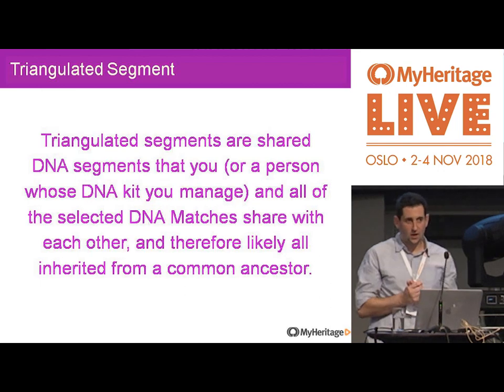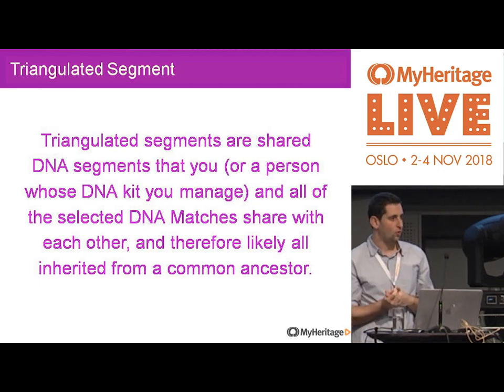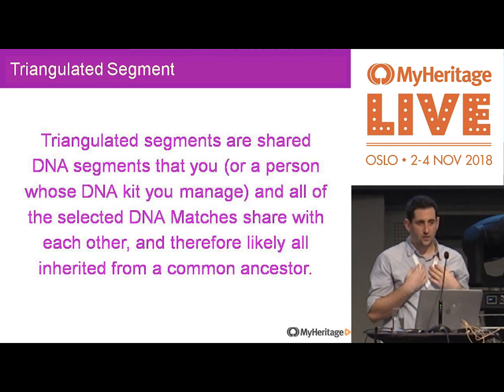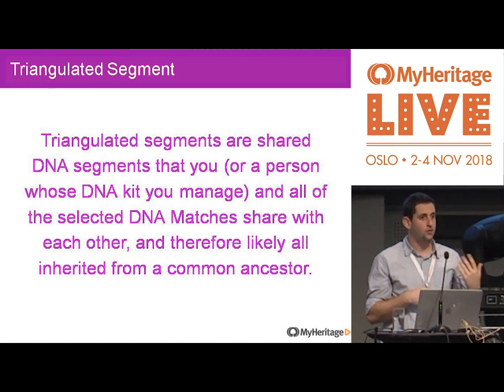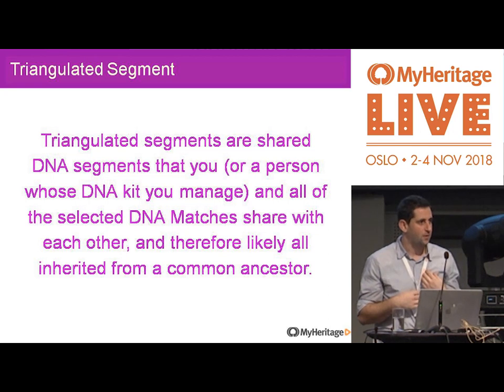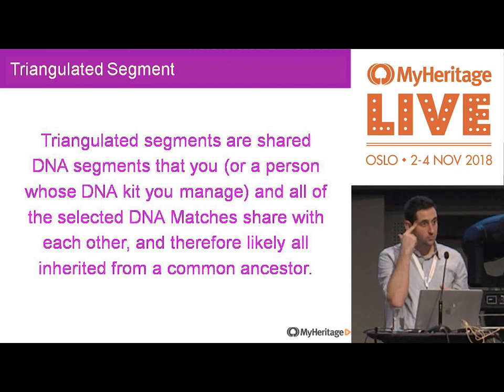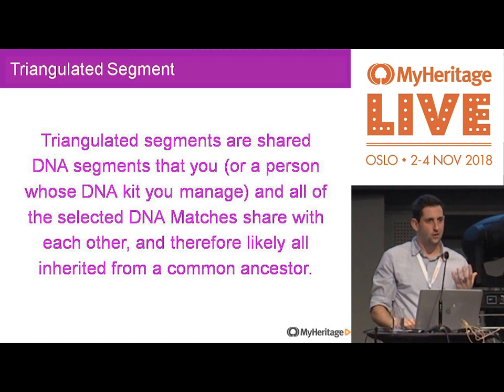Triangulated segments are shared DNA segments between 3 or more individuals. So let's assume, for example, that I tested and my mother tested, and her mother was tested, my grandmother. So all of us have a common shared ancestor, and that is my grandmother in this case. We're all related through her. I will match with my mom and with my grandma, and my grandma will match with my mom, and we're all matching one another, and there are segments on the chromosome which are identical to all of us. And that helps us understand better that there are common ancestors.